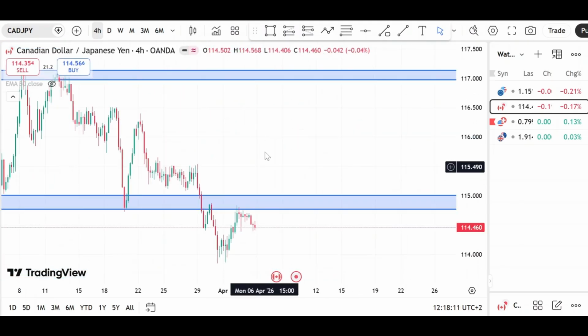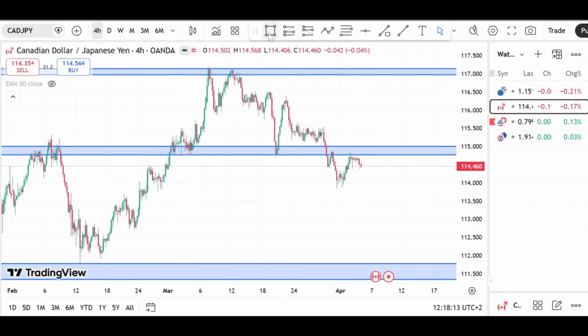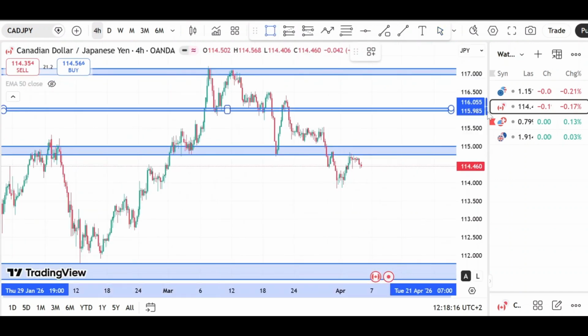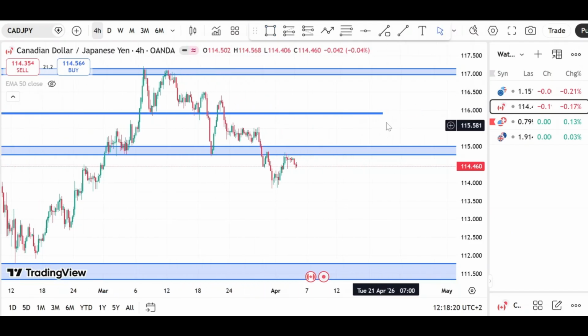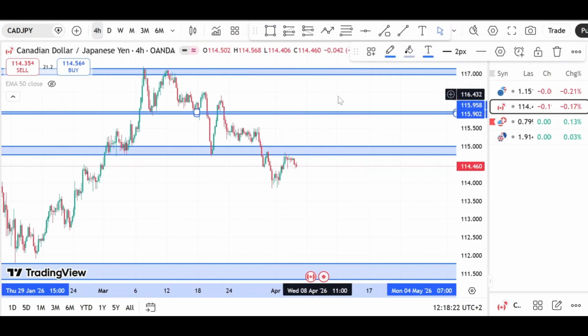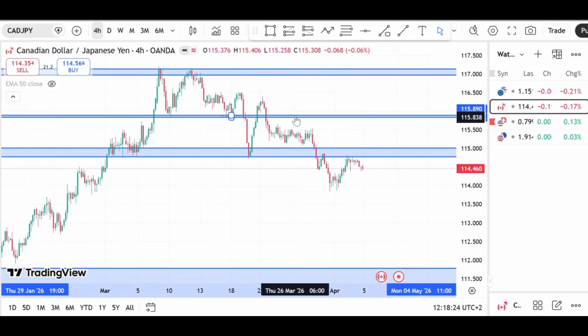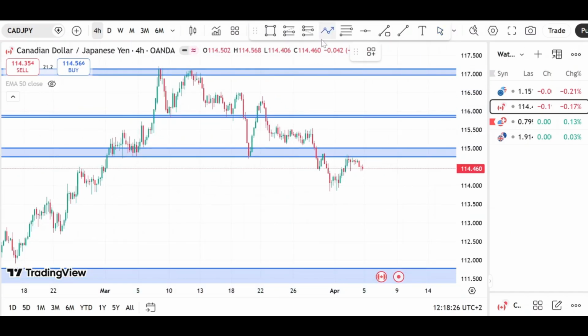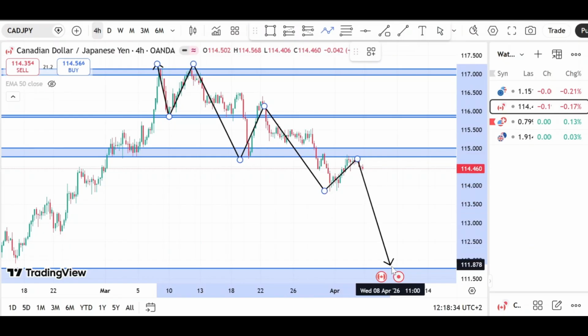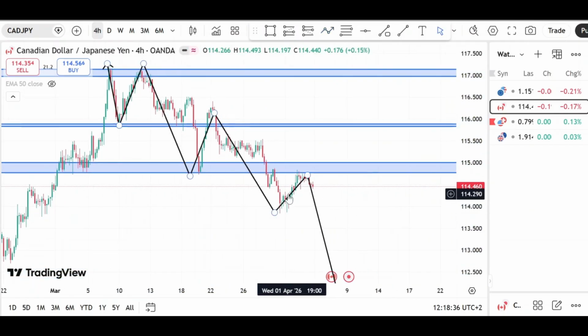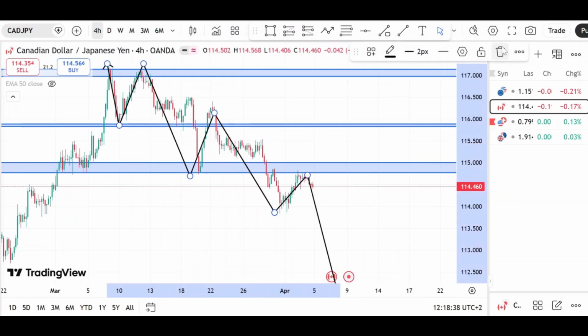Now we can see we are in a bearish market structure. As you can see, we have a clear lower low and lower high. For example, you can see lower low, lower high, lower low, lower high, lower low, lower high. In this manner, we can expect that the price is going to keep moving down here.